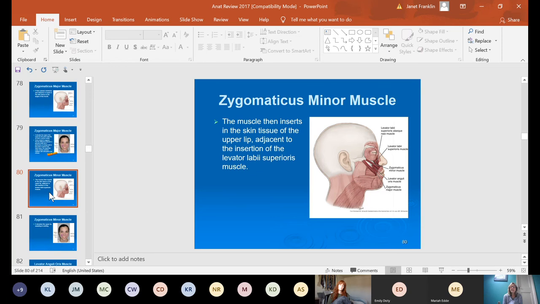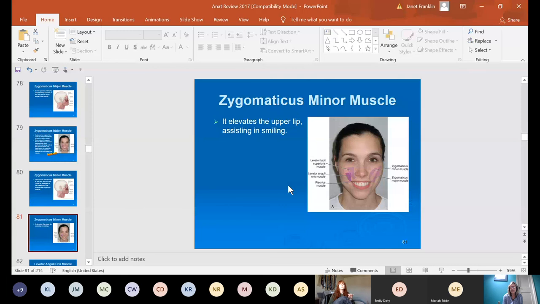The zygomaticus minor muscle, again, comes off the zygomatic arch. The muscle then inserts in the skin tissue of the upper lip, adjacent to the insertion of the levator labii superioris. So they're kind of stacked. You've got your levator labii superioris muscle right there, then your zygomaticus minor right there, and your levator anguli. Zygomaticus minor muscle elevates the upper lip, assisting in the smile. So it helps to create the smile. And again, think of it as coming off the zygomatic arch area, so it's not going to be doing anything down here. It's going to be pulling up this way.